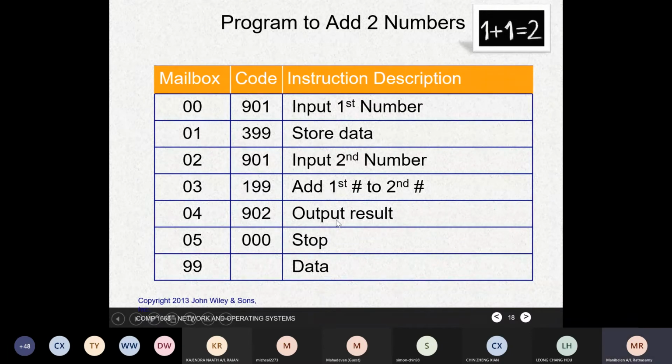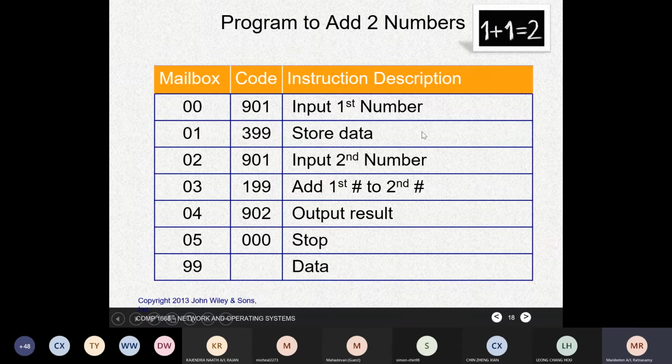The output goes into 902. And if you want to save the data, you can always save it. Normally in a program like this, we will store the data into the last mailbox, 99, just in case. So you will have one mailbox for the data, because remember I told you this is not permanent. The first number can be any number, the second number can be any number. As long as there are two numbers, your program will add the two numbers, display the output and stop.